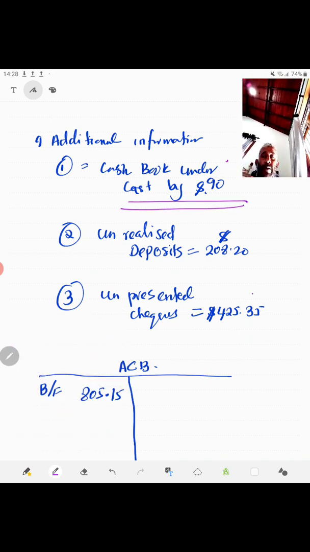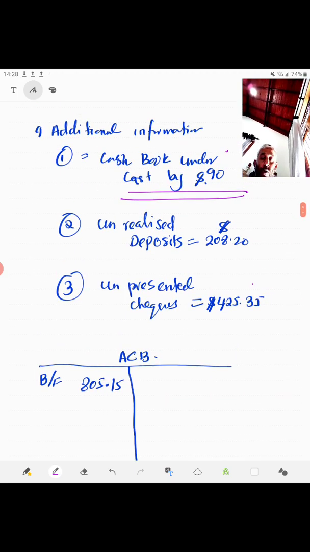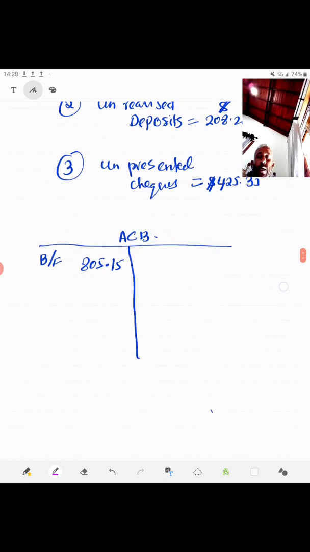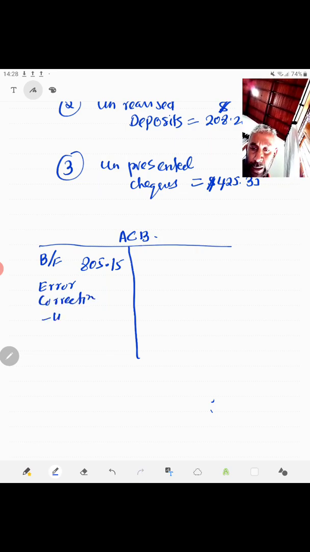When we read this, the understanding we should get is that the total amount is 90 less than what the correct answer should be. To get the corrected balance, we have to add 90 to this. So, there is an adjustment or error correction, undercast, how much? 90.